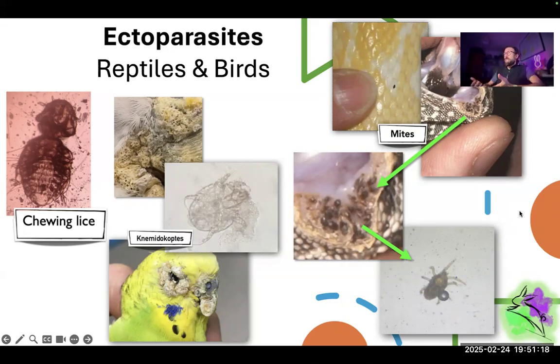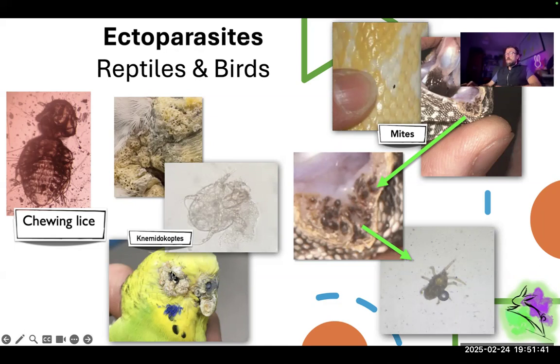Usually they're not very itchy, so they can just build up in number. And if you have chickens, you can move the feathers gently and have a look at the base of the wings, the base of the feathers, where usually they are localized. Then we have the Knemidocoptes, another nice name. And this one is the mite that is most frequently found in budgies.